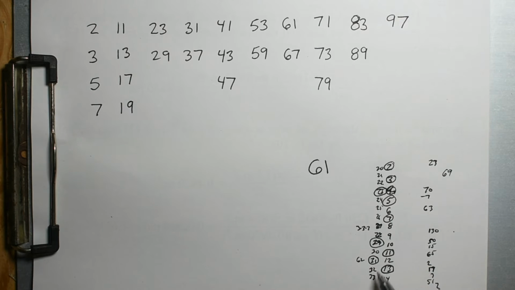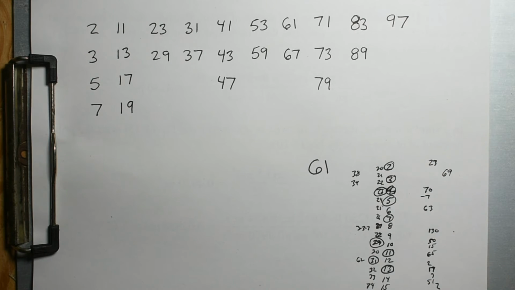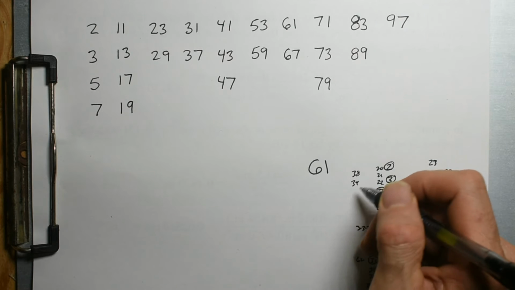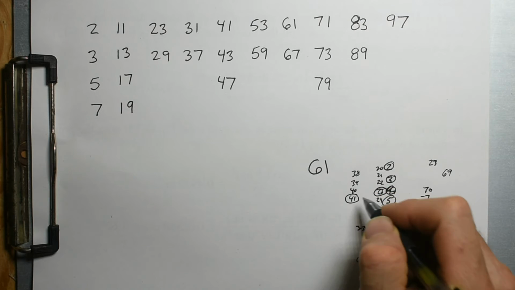33, no, that's divisible by 3. 34, hell no. 35, hell no. 36, hell no. 37. I think that's a prime, probably, and it is, 37. So 38, 39, but is it divisible by 37? No, because double that would be 74. Okay, so we got 40, 41. How about 41? That's a prime.